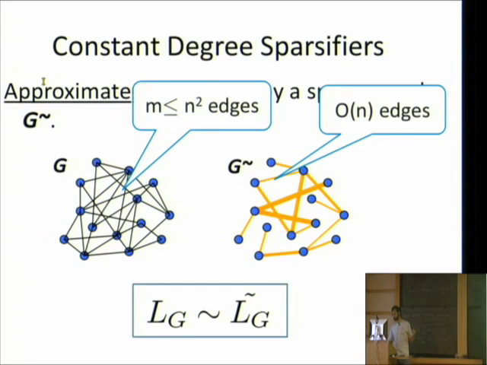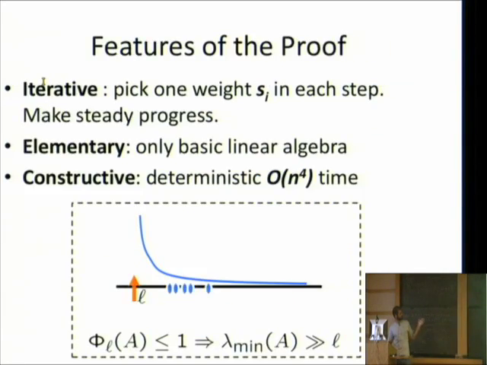Okay. Yeah, so this is what I said earlier. You can go down to O of n edges. Let me just quickly say, I'm not going to say much about the proof, but here are 3 important features of the proof. The first is that it's iterative. The way you find these weights Si is you pick them one at a time. So you take something like 4n steps, and in every step you pick some weight Si, and it does something to the spectrum of the matrix that you have, and you have some notion of steady progress. And after 4n steps, you can show that you're done. The proof is elementary, so it uses only basic linear algebra. It doesn't use anything fancy at all. And it's constructive, so it doesn't use any randomness, and it runs in n to the 4th time.